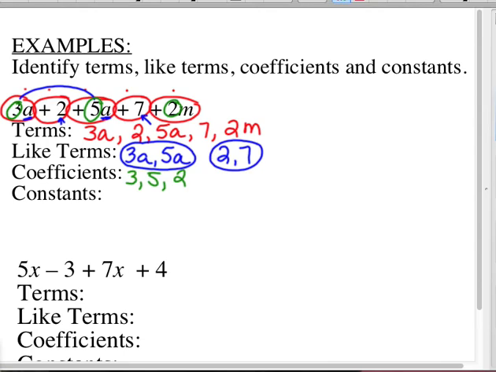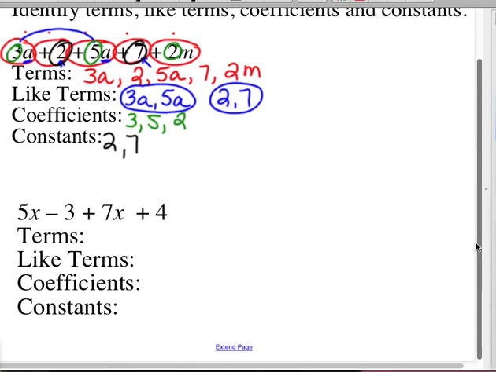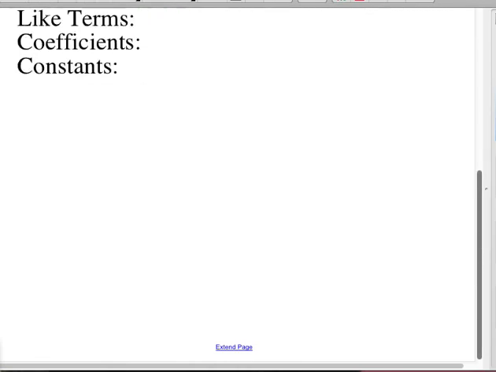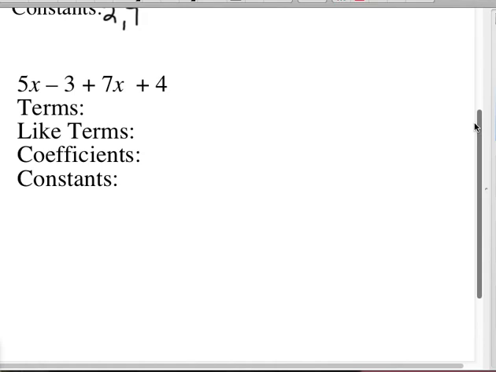And constants are plain old numbers with no letters attached. I'm going to do these in black. 2 is a constant, and 7 is a constant. You just took that long expression and broke it down into its different pieces. Let's do another one. This one has some negatives in it.